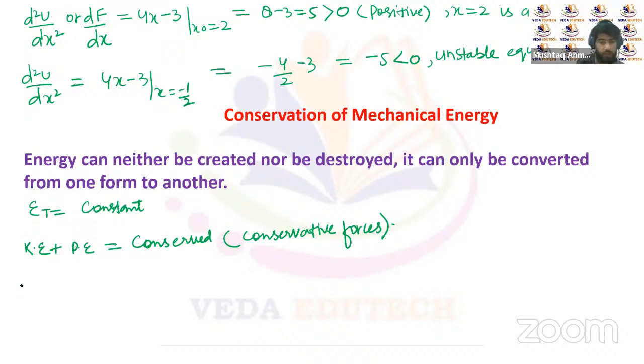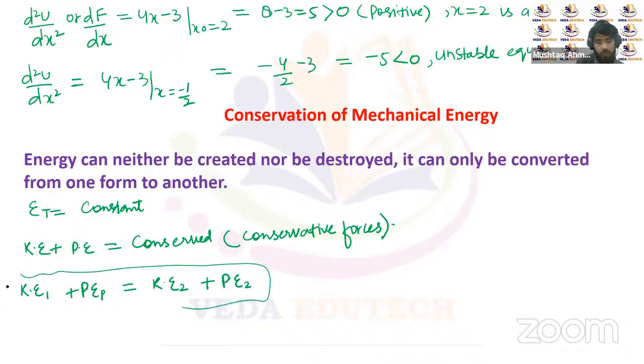Or we can say kinetic energy at some point one plus potential energy at point one, and the sum of kinetic energy at another point two plus potential energy at point two, will always be equal, right? So this is the concept of the conservation of mechanical energy. The total energy of the system is always conserved. It may be present in different forms, but the total energy is always a conserved quantity, right?